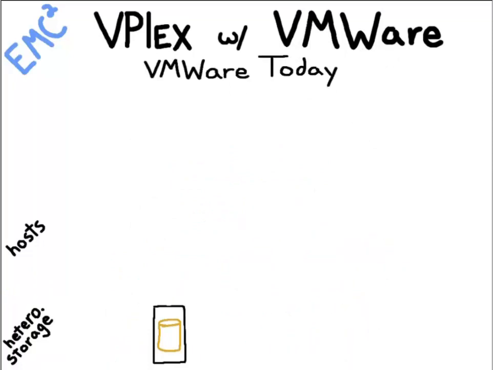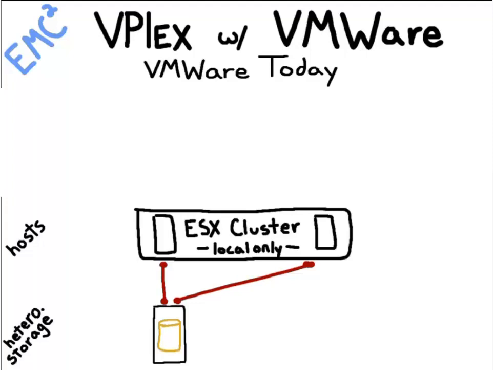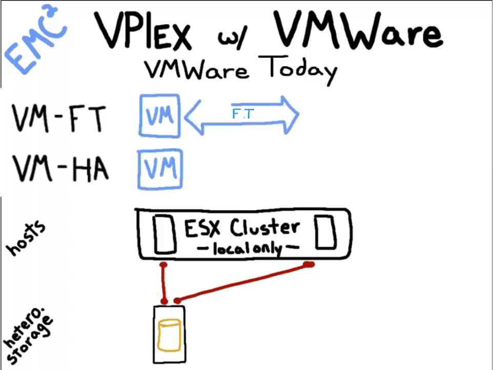Today, many of VMware's greatest features rely on shared storage. Because of this, we can only talk about these features relative to one site and in one array. So let's focus on three of VMware's coolest features and jump right in. Fault tolerance, high availability, and vMotion, all within a data center.